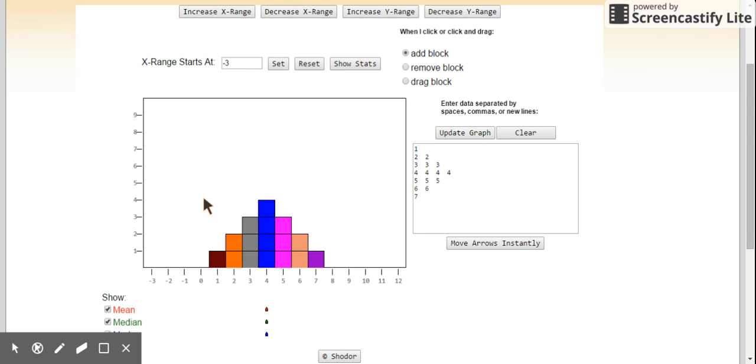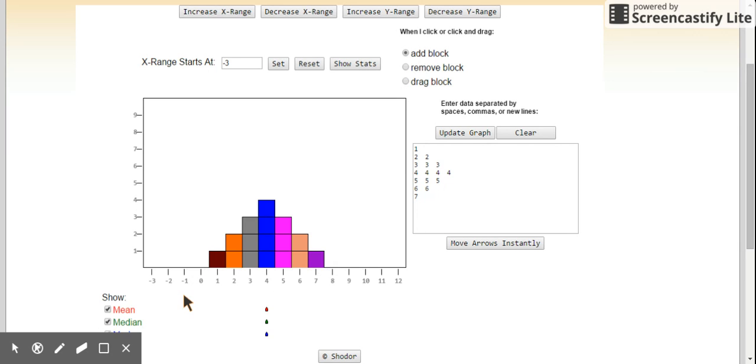All right, so let's take a look at this dot plot. Although it looks like a histogram, it is a dot plot. Each of these blocks represents one data value. So you can see that we have 1, 1, 2, 2s, 3, 3s, and so on until we have 7. We can see the data over here to make sure that we're right.